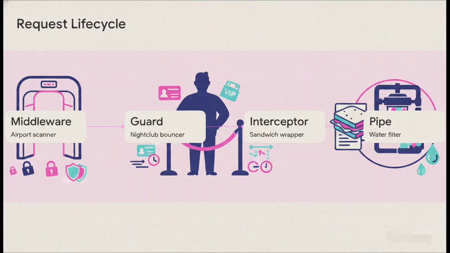Finally, step 4 is the pipe. This is your water purification system. Raw water flows in, impurities like invalid fields or bad data types get filtered out, and only clean, perfectly formatted data actually reaches your handler.